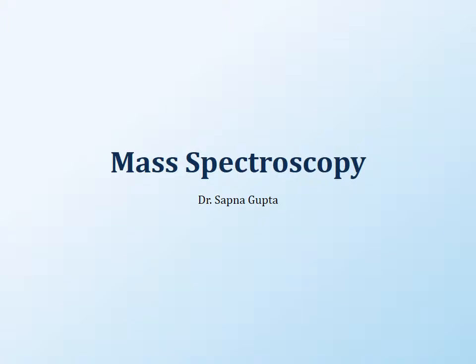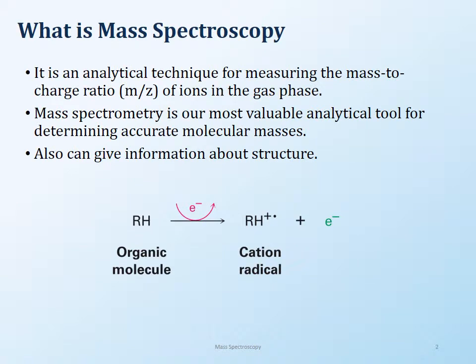So this presentation is on mass spectroscopy. This is quite a different technique from UV-Vis, IR, and NMR. All three of those are based on the electromagnetic spectrum, whereas mass spectroscopy is based on a completely different technique of fragmenting molecules. Let's go on.